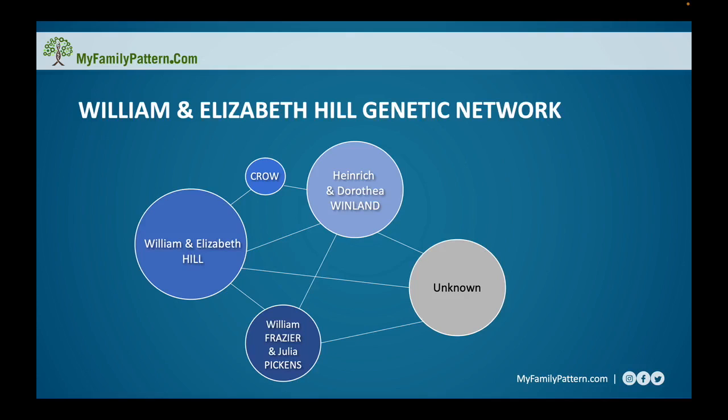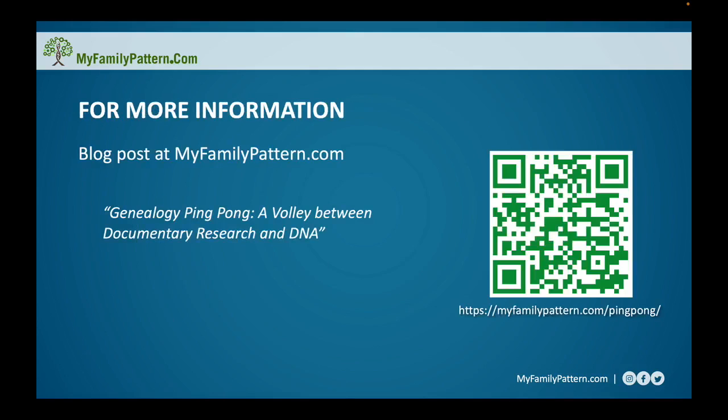But what this has given me is the ability to say, I need to go out and research Heinrich and Dorothea Winland, see what I can find out about them, and see if I can find patterns associated with them that might link back to my William and Elizabeth Hill. And I will do the same for the other clusters that I've identified too, hoping that I can somehow more definitively tie them to William and Elizabeth Hill.